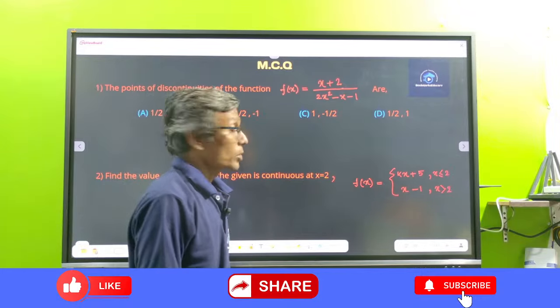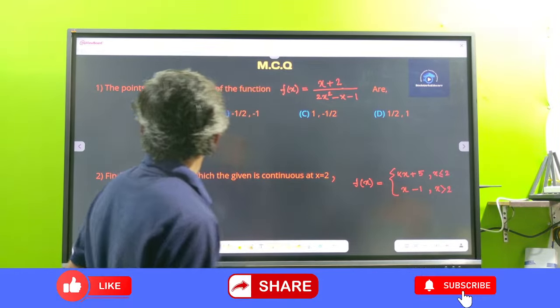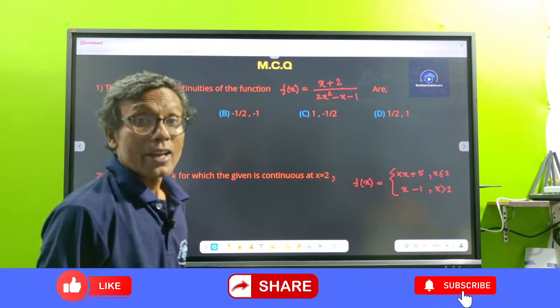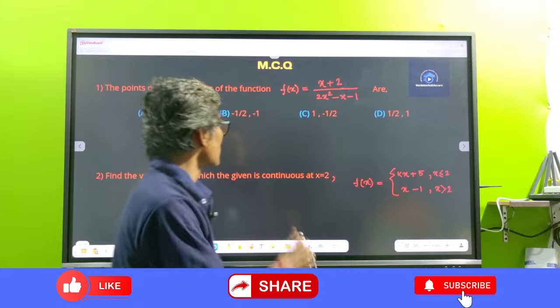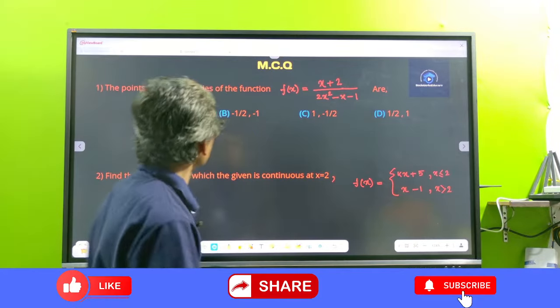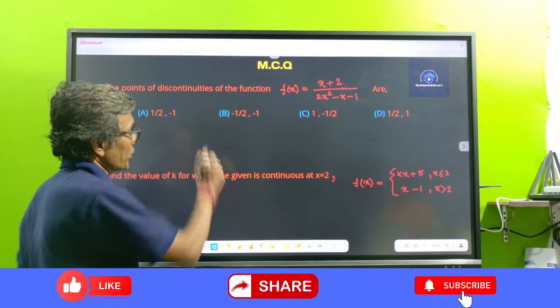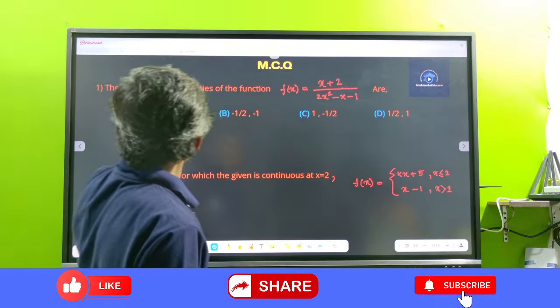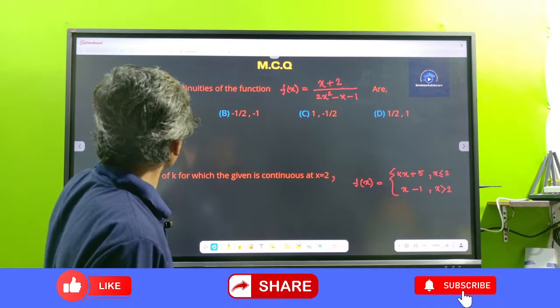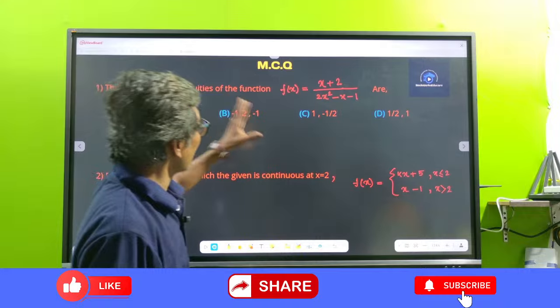Hello students. So I'm coming back again with these two problems. These two questions are based on MCQ type. For the first question, we have to detect the point of discontinuity of the function.